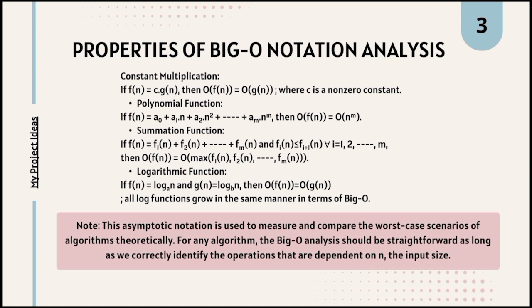is basically used to measure and compare the worst case scenarios of algorithms theoretically. So big O always measures the worst case time complexity. That's why it is the upper bound and it is most commonly used. For any algorithm, the big O analysis should be straightforward as long as we correctly identify the operations that are dependent on n, the input size.